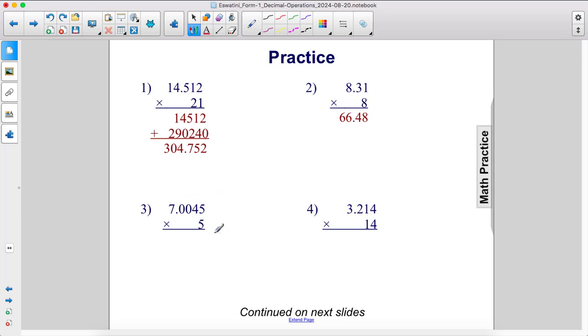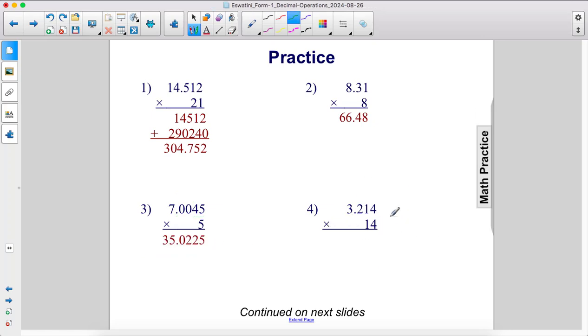7.0045 times 5. Okay, 5 times 5 is 25. 5 times 4 is 20. 21, 22. Carry the 2. 5 times 0 is 0, plus 2 is 2. 5 times 0 is 0. 5 times 7 is 35. And then 4 numbers to the right. 1, 2, 3, 4. The answer is 35.0225.